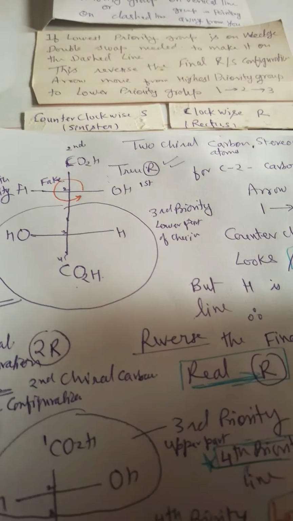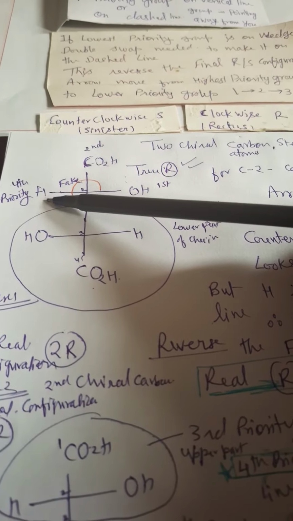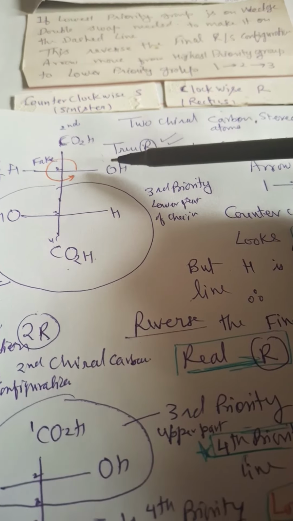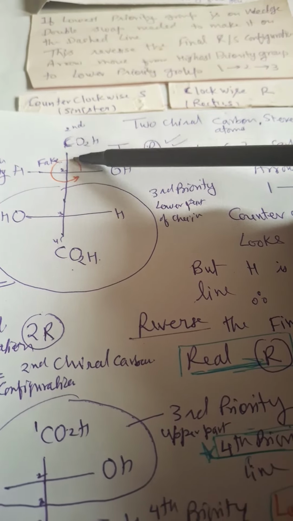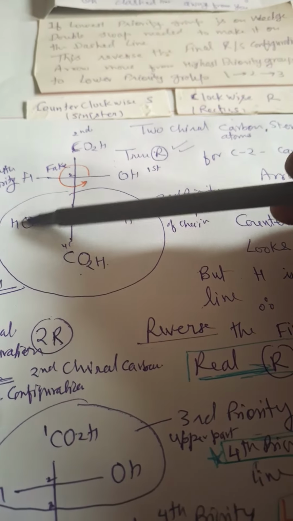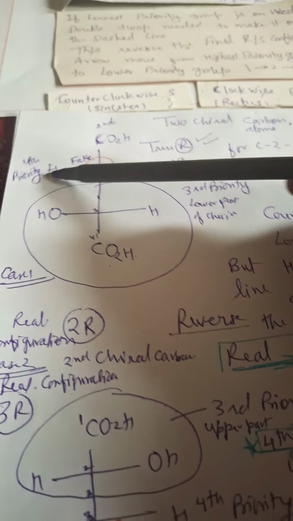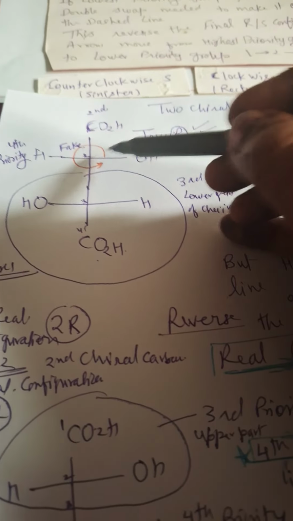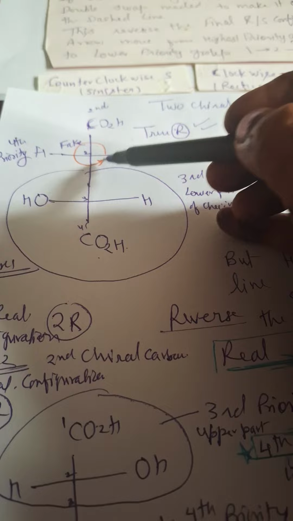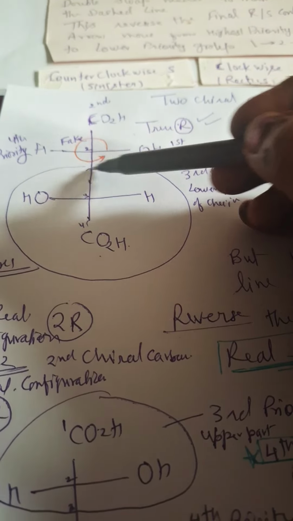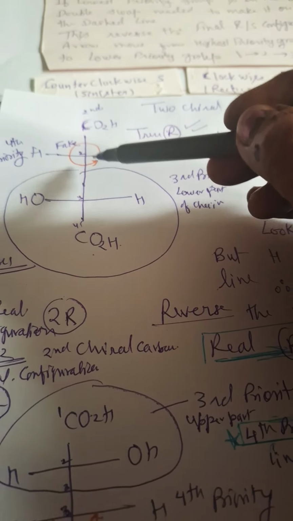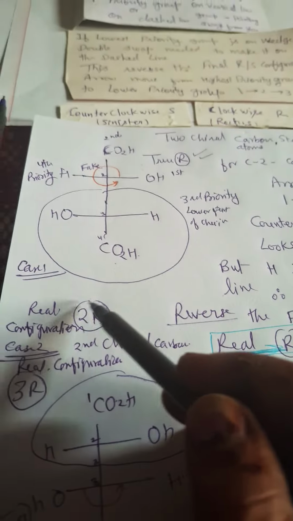Draw this structure also. Okay, so here OH has oxygen, which has a higher atomic number than carbon, so it is first priority. This carboxylic group has second priority, the whole remaining part has third priority, and hydrogen has the lowest priority. So it looks like from 1 to 2 to 3 we have to move like this. But it looks anti-clockwise, so it looks like S configuration. But wait, here it is not S configuration, it is R configuration.